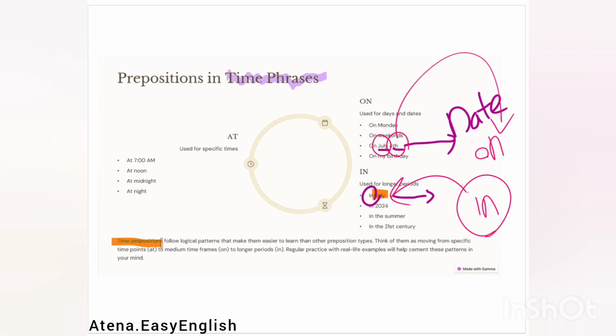Now look at here. Time prepositions follow logical patterns that make them easier to learn than other preposition types. Think of them as moving from specific time points at, to medium time frames on, to longer periods in. Regular practice with real-life examples will help cement these patterns in your mind. So the best way to memorize them, to learn them, is to listen or read or watch the prepositions and be in touch with English.